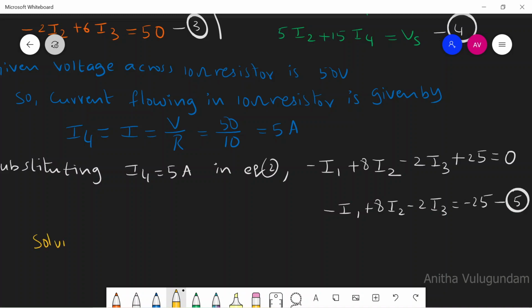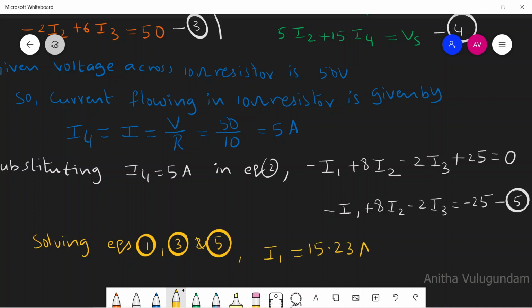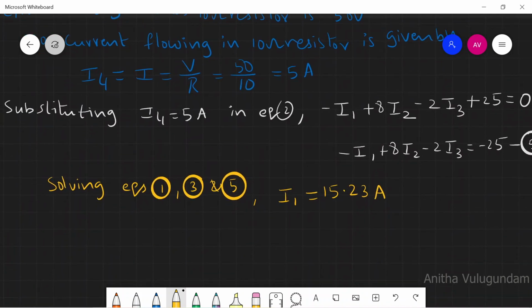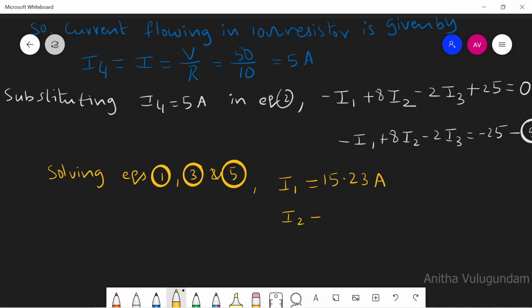Now solving equations 1, 3 and 5, we get the values of I1 as 15.23 amperes, I2 as 0.941 ampere and I3 as 8.65 amperes. This is step 4. Solving equations 1, 3 and 5, the mesh currents I1, I2 and I3 are obtained.